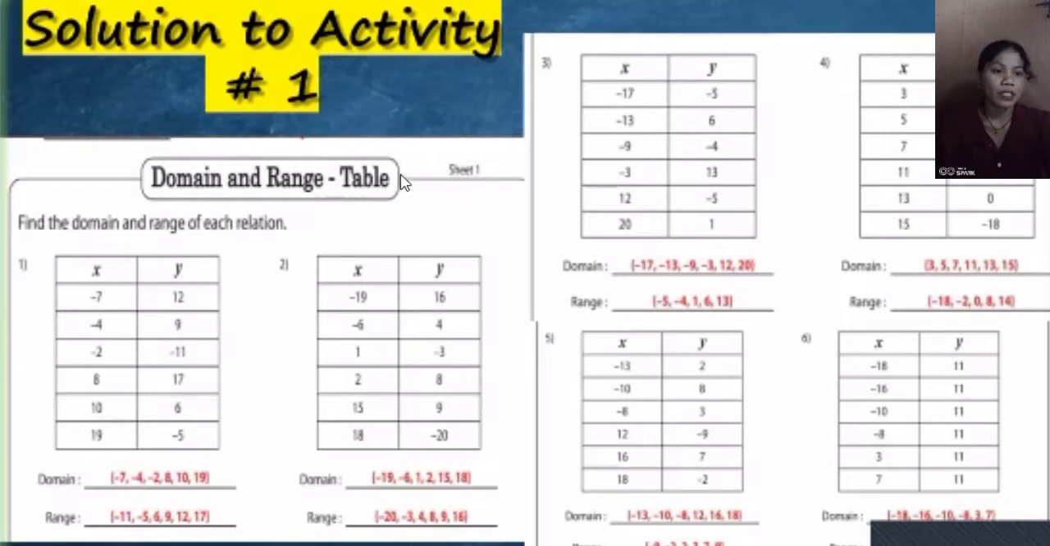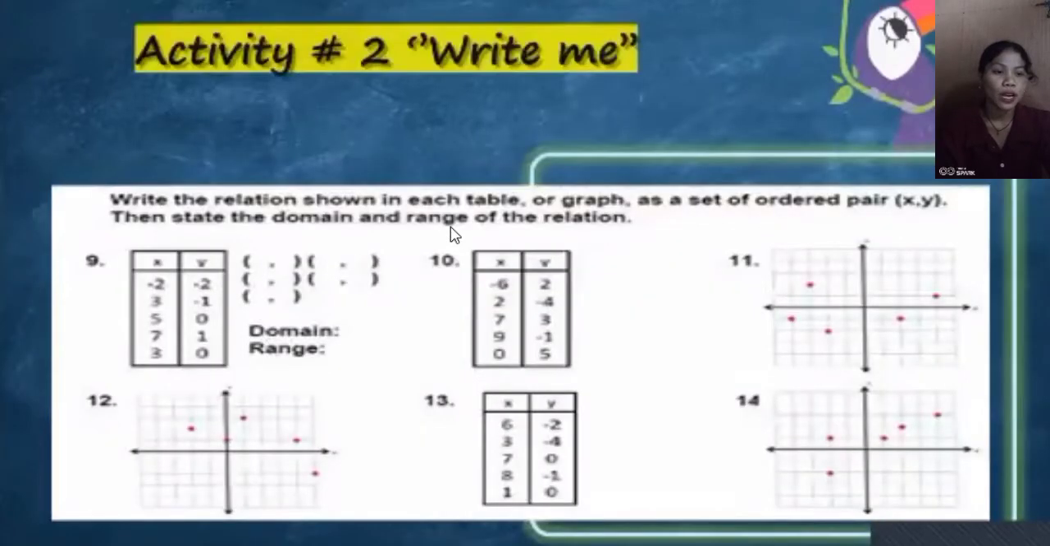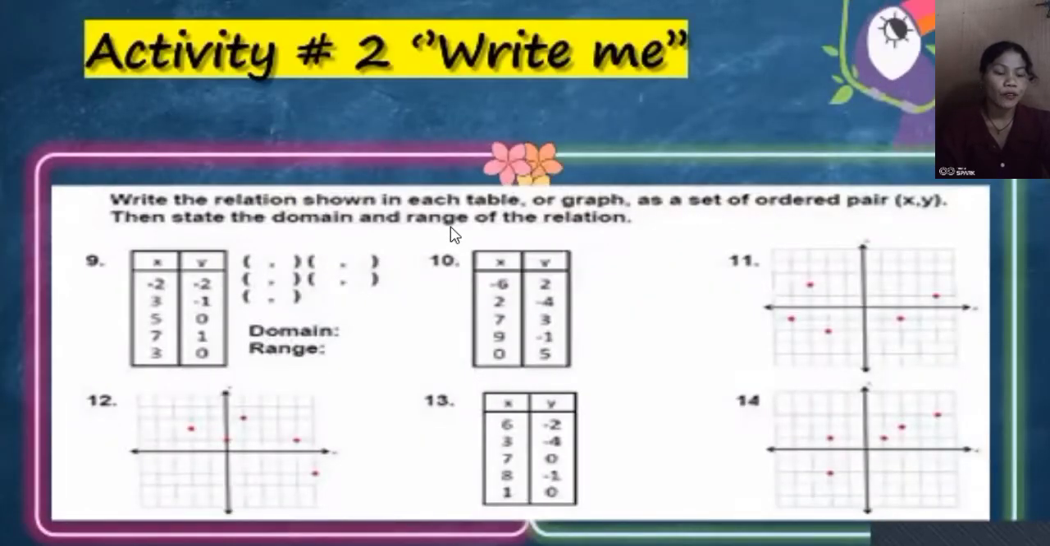And for number 5, the domain is -13, -10, -8, 12, 16, 18. And the range is -9, -2, 2, 3, 7, and 8. And for number 6, the domain is -18, -16, -10, -8, 3, and 7. And the range is only 11.